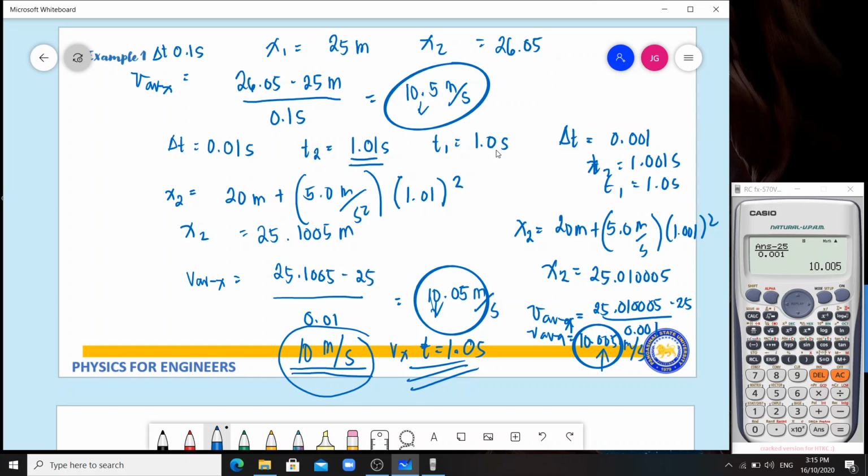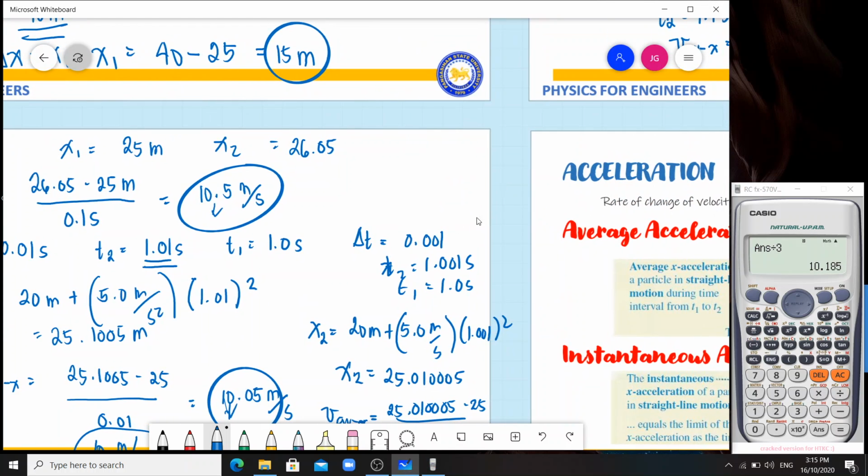10.005, 10.05, 10.5. Okay? So, makikita nyo dito, ayan, roughly, ang instantaneous velocity ay naglalaro sa 10 meters per second. Okay? Pag kinuha mo din yung average ng tatlo, pag kinuha natin yung average, diba? 10.5 plus 10.05 plus 10.005. Pag in-average natin siya, 10.1. So, 10 meters per second pa din. Okay? So, ganun siya. Kapag ganyan yung method.